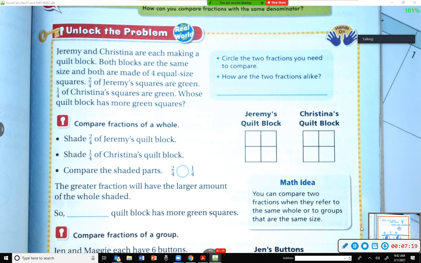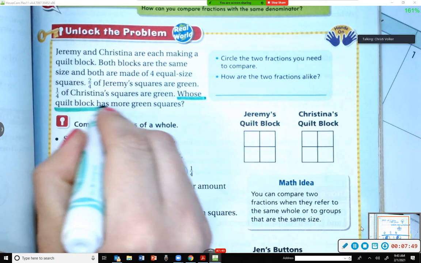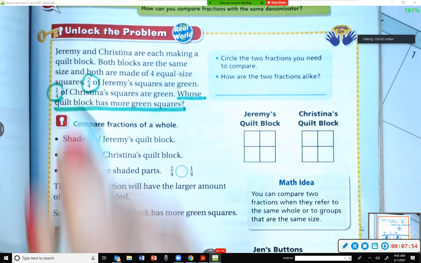Jeremy and Christina are each making a quilt block. Both blocks are the same size and both are made of 4 equal size squares. 2/4 of Jeremy's squares are green. 1/4 of Christina's squares are green. Whose quilt block has more green squares? Okay, so let's underline the question. Whose quilt block has more green squares? So we're trying to figure out if Jeremy has more green or Christina.